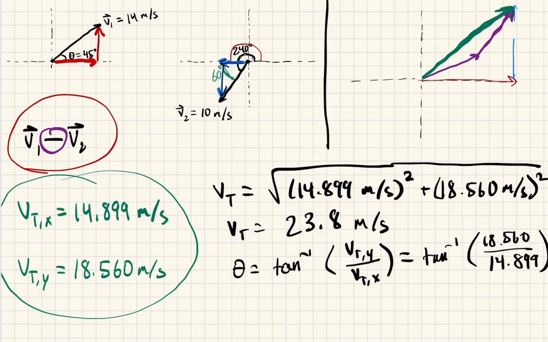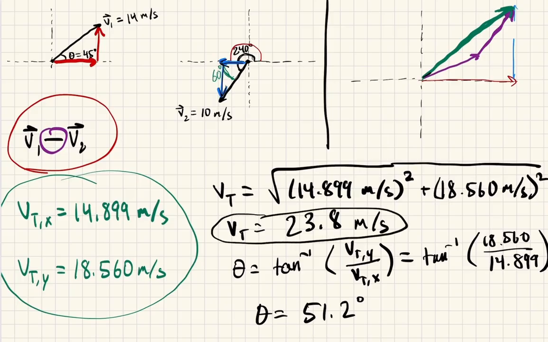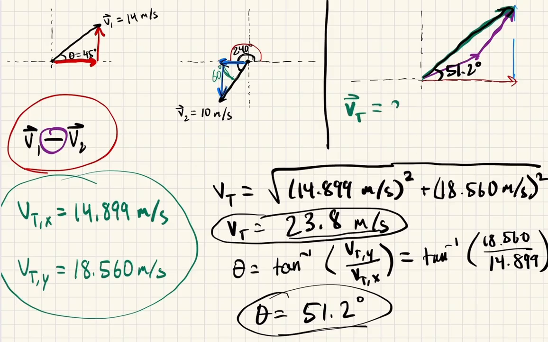And that gives us an angle of 51.2 degrees, okay? And so what this tells us is that this green vector here, our resultant vector, has a magnitude of 23.8 meters per second and a direction of 51.2 degrees above the horizontal, okay? So real quick, let's just write our full answer, which is the resultant vector is 23.8 meters per second, 51.2 degrees above the horizontal.